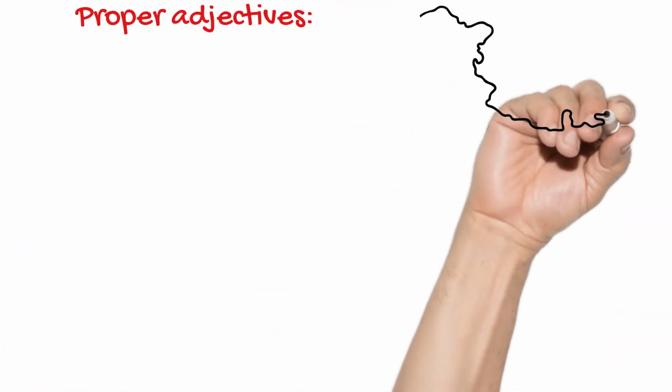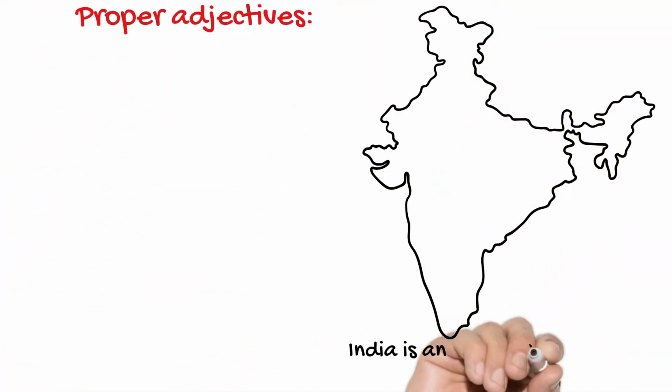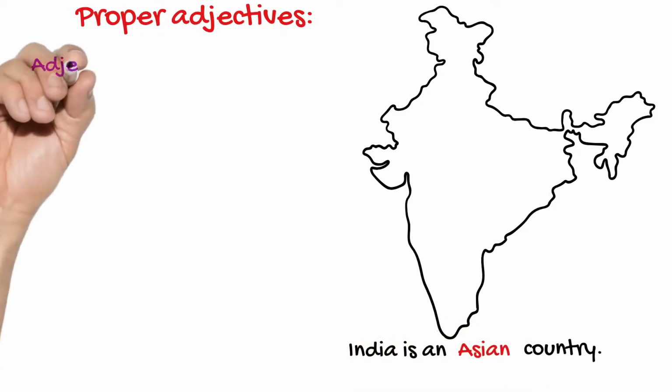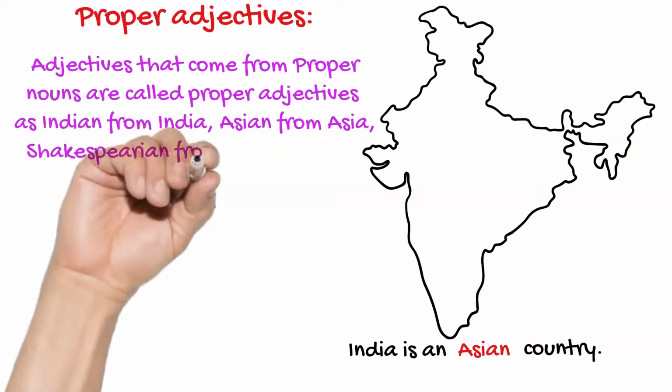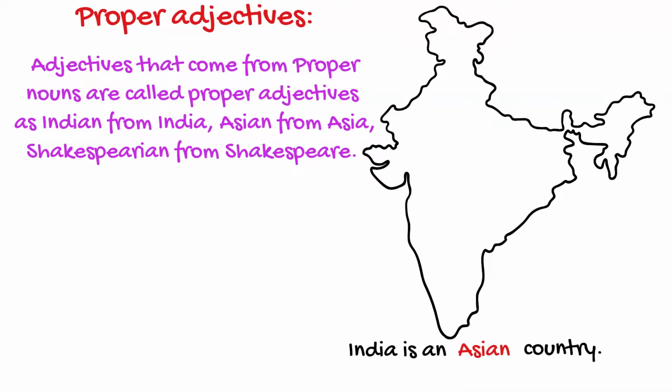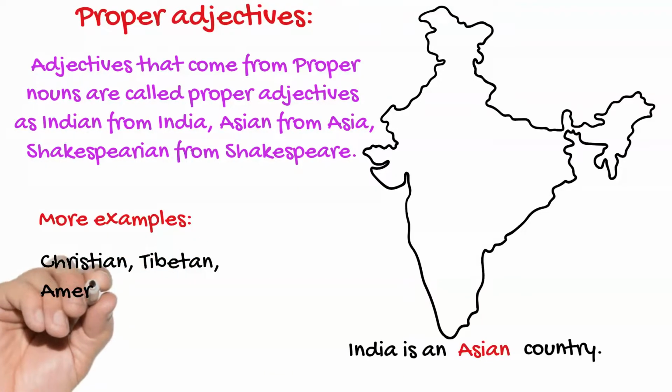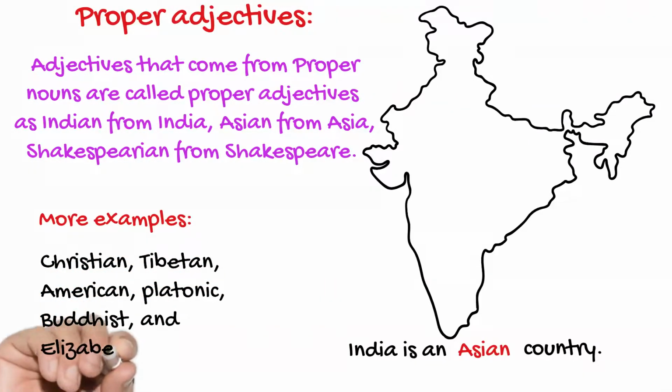Friends, we have already learned that proper nouns are the names of specific persons, places, or things. We can also form adjectives from such proper nouns as Indian from India, Asian from Asia, and Shakespearean from Shakespeare. Hence, such adjectives are called proper adjectives. Few more examples: Christian, Tibetan, American, Platonic, Buddhist, and Elizabethan.